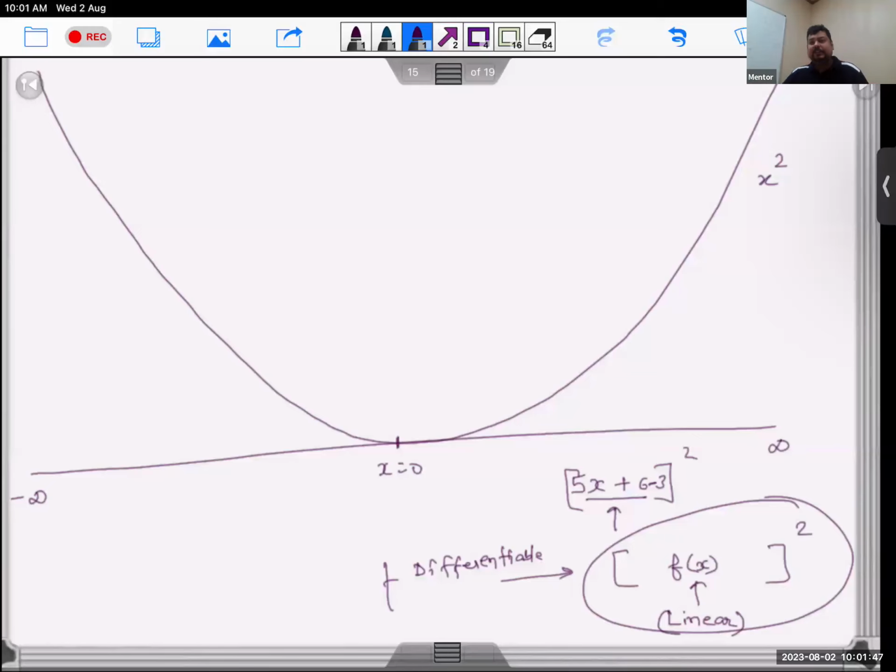It can be a composition of multiple variables also, like f of x1 and x2. But there should not be any trigonometric function or logarithm inside it. That will not guarantee it. But if it is linear, then I can guarantee that it is going to be convex. So such types of functions are also convex.